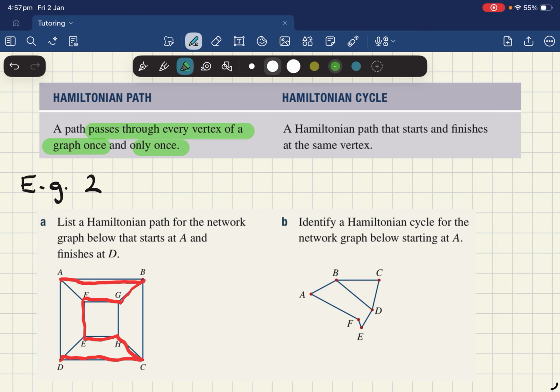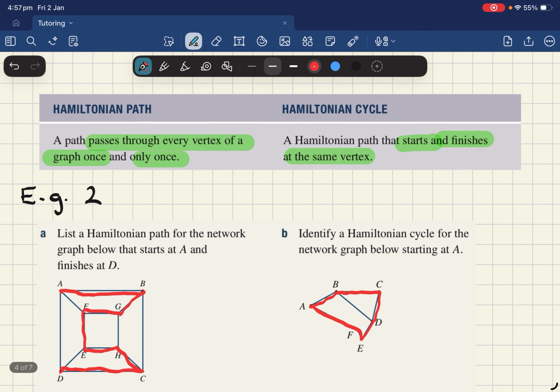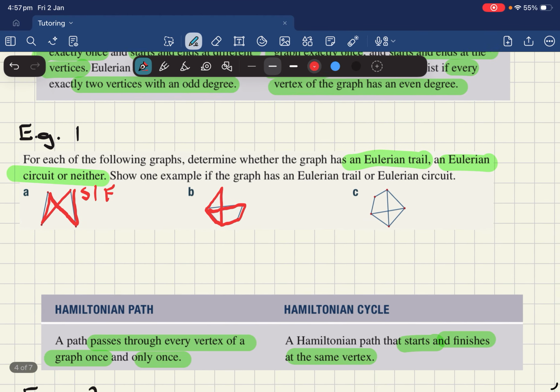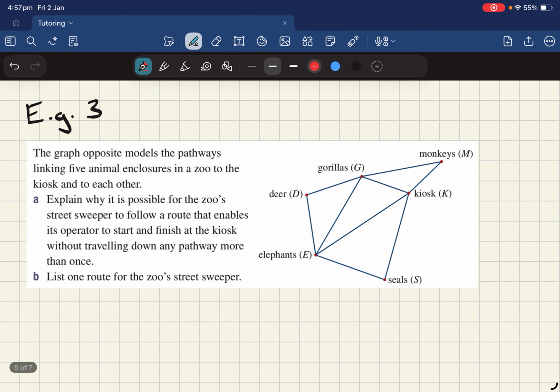Now, a Hamiltonian cycle: we have a Hamiltonian path, so it has to hit every vertex, and it has to start and finish at the same vertex. So let's draw this in. Let's start at A. I'm going to draw all the way around, and I can pretty clearly see here, I've passed through every vertex once and only once, so it is a Hamiltonian path, and it's a cycle because it starts and finishes at the same vertex. So this is how we can work with these 4 different types of walks here. Now for the next video, we're going to apply this to a question.